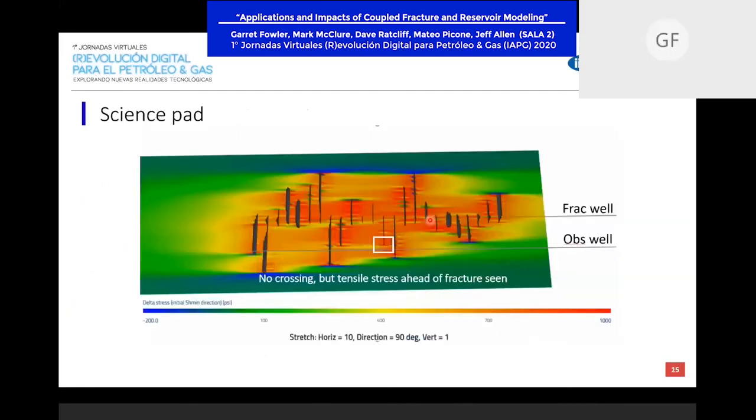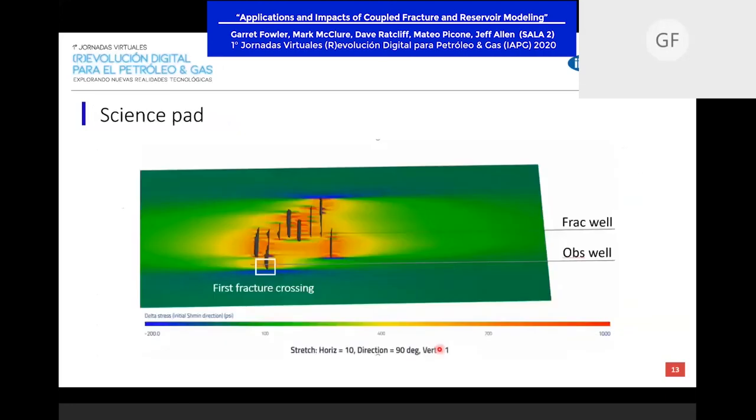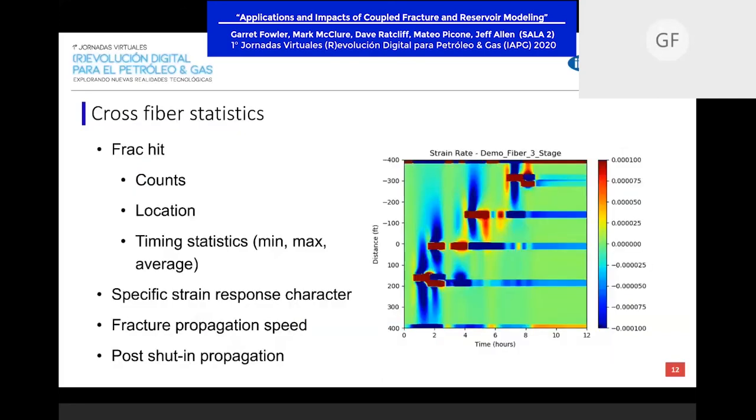So I didn't show a direct comparison, and the reason for that is it hasn't been published yet. So I'm showing an example waterflood plot, and then I showed stress here. But in the ResFrac simulator, you can also output a waterfall plot to compare directly, and that work is going to be published at HFTC in February with Apache.